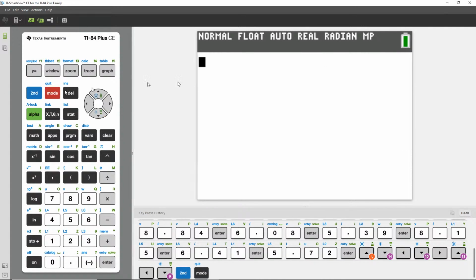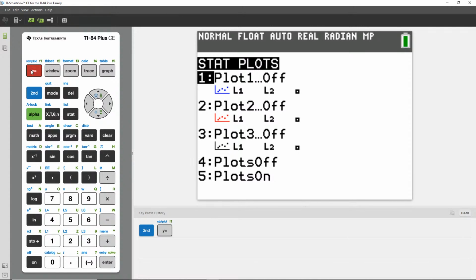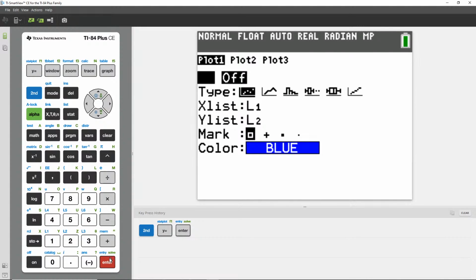We can second quit and get back to the home screen now. All right, so now that the data's in, we could do whatever we want. Now we could actually graph this stuff. Let's see. If we go to second stat plot and turn on one of the plots, I'll turn on a scatter plot, and my X is my L1, my Y list is L2, and choose a mark.